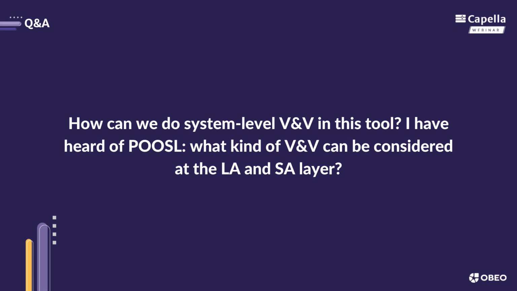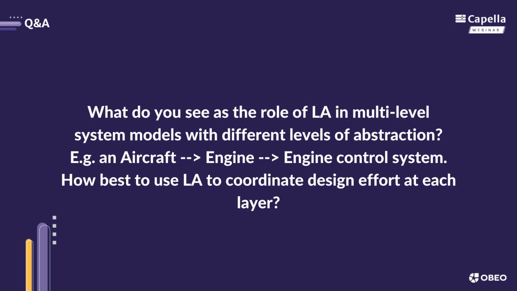Yeah, thank you. So, question from Joshua. What do you see the role of the logical architecture is in multi-level of abstraction system models? For example, an aircraft to engine control system. How best to use logical architecture to coordinate design effort at each layer?